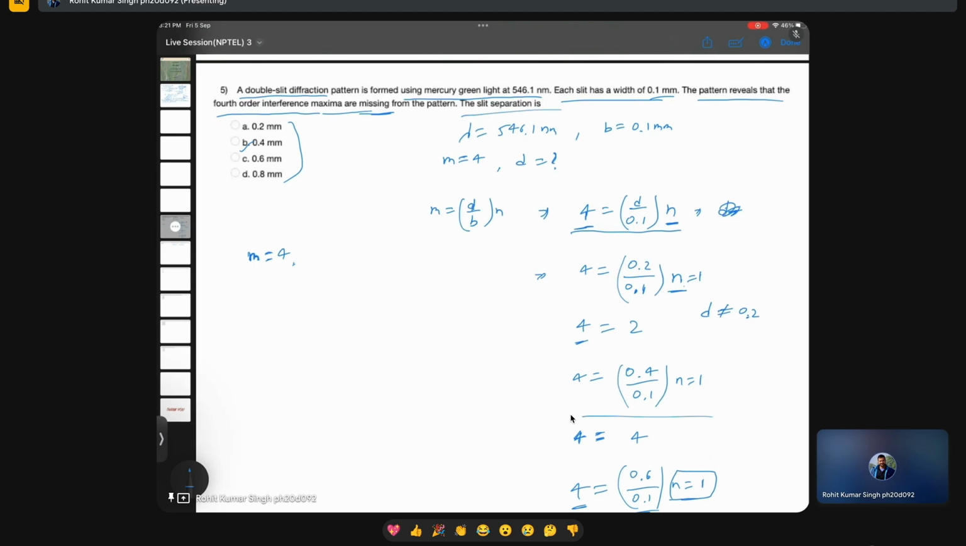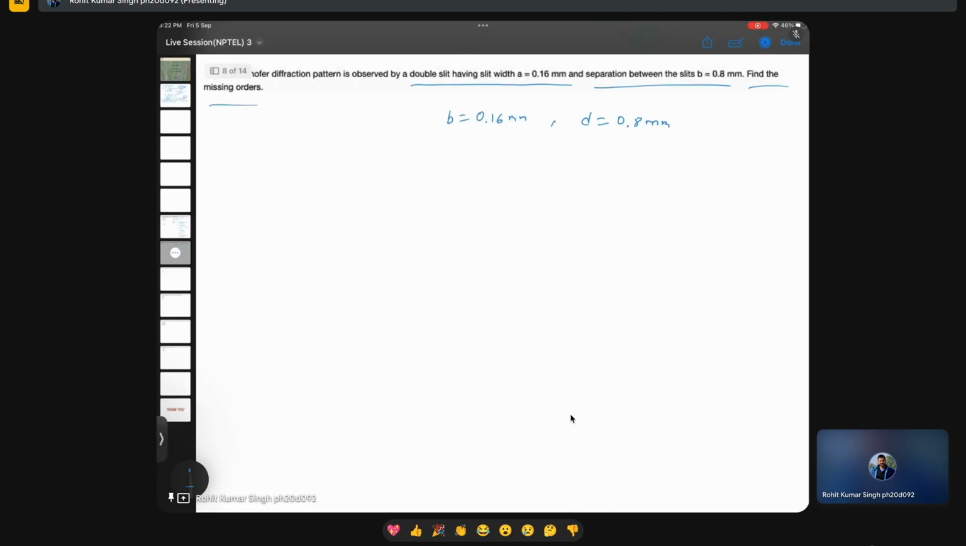Then if the problem says, okay, sixth order interference maxima is also missing, then you will say the n equal to 2 might coincide with the interference maxima of sixth order. You can say that from the language of the problem. So like in this problem, let's see. Only B and D is given, and we have to find the missing orders.